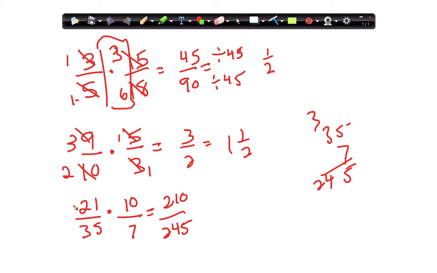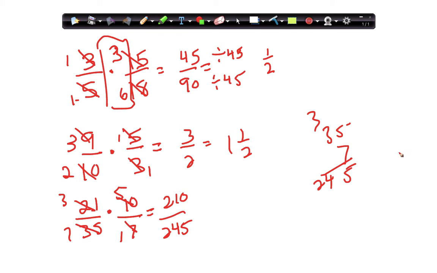But what we could do instead is recognize 7 divided by 7 is 1. 21 divided by 7 is 3. And 35 divided by 5 is 7. 10 divided by 5 is 5, so then we can get 15, let's see, we must have made a mistake here somewhere. So I'm going to find it because the answer cannot be 15/7.